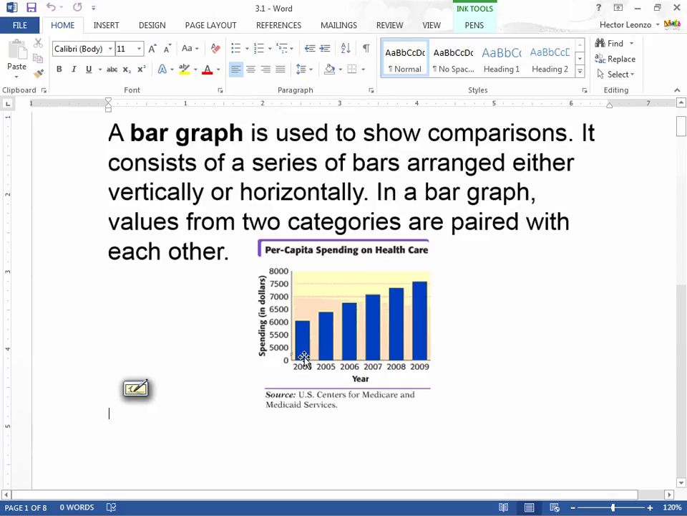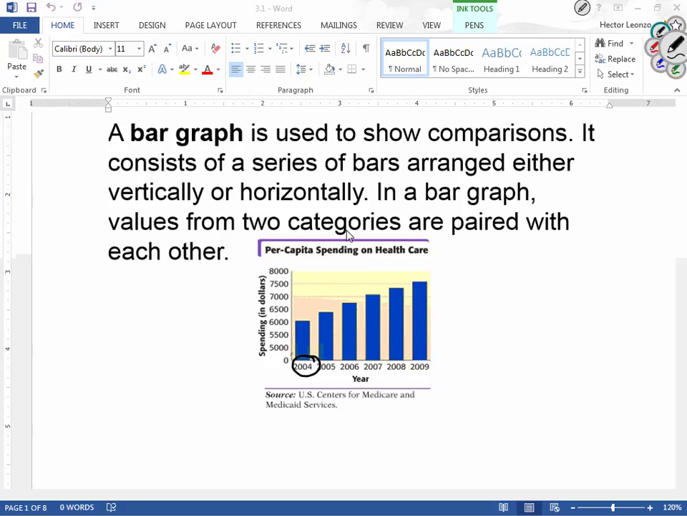So if we want to know how much was spent in 2004, I'm looking at this 2004 here. See how it's 6,000, and that's basically where the line ends. So I'm going to say in 2004, the spending on healthcare per capita was about $6,000. Now, if I want to move ahead, let's say I want to look into the year 2009. In 2009, it goes a little more than 7,500. So my answer will be a little bit more than 7,500.